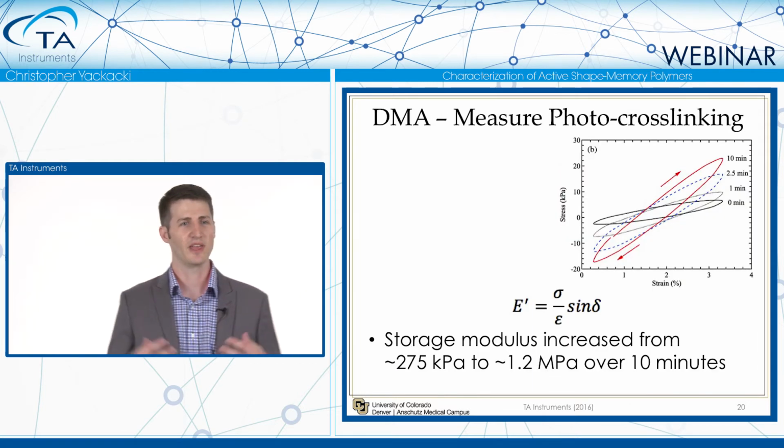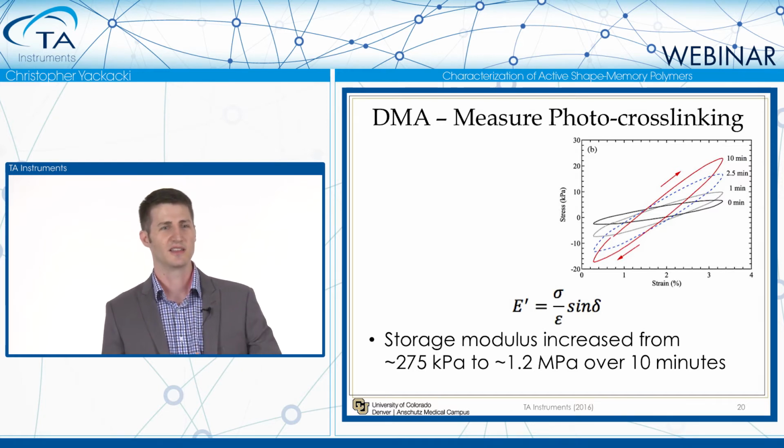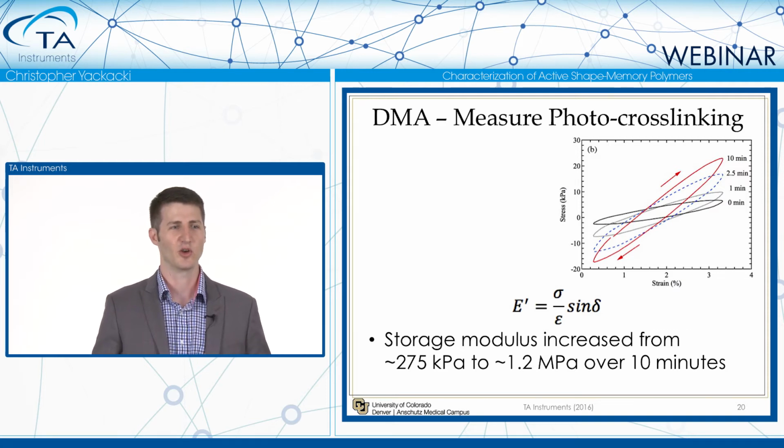Here are a couple of the independent cycles or curves that I showed as an example. You can see at 0 minutes versus 1 minute of UV exposure, up to 10 minutes of UV exposure, the stiffness overall is shifting to a higher slope. We'll use that equation for storage modulus. We looked at it, and you could see that it increased from somewhere around 275 kilopascals up to about 1.2 megapascals over 10 minutes. It was really nice because we could measure how those photo crosslinks were being established in real time and how that was increasing the modulus very easily in our polymer system.